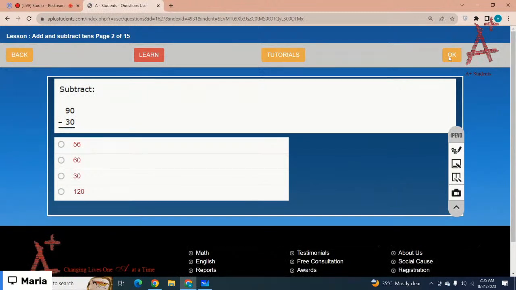Subtract 90 minus 30. Both the numbers have the same number of zeros, right? Just one zero. So when the numbers have the same number of zeros, it is very easy to subtract them. Just write them one above the other. They are already written one above the other. Subtract the ones digit. 0 minus 0 is 0, and 9 minus 3 is 6, right? 90 minus 30 is 60.